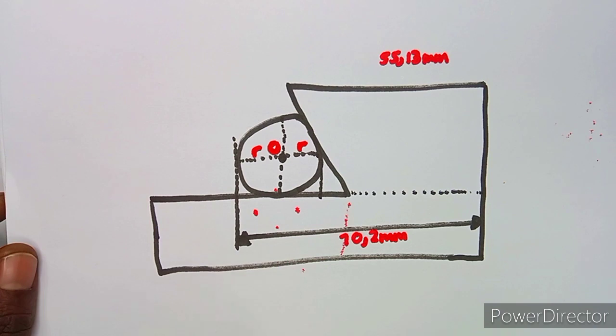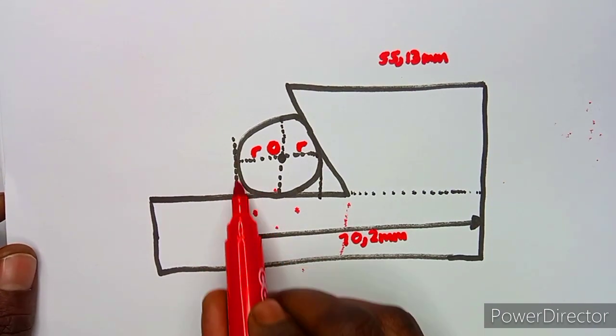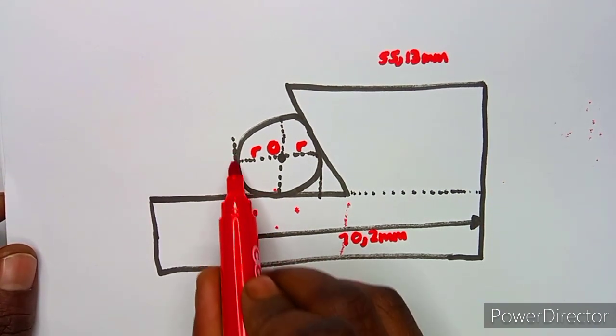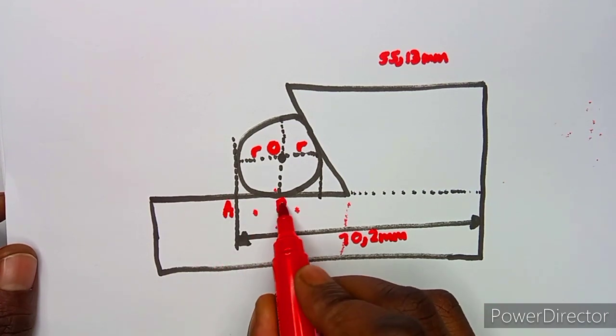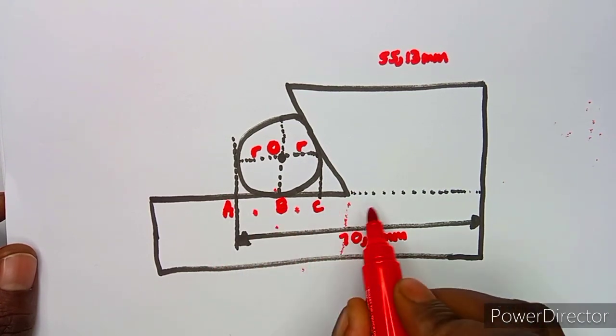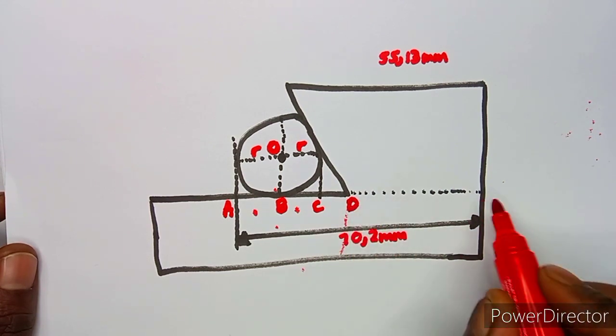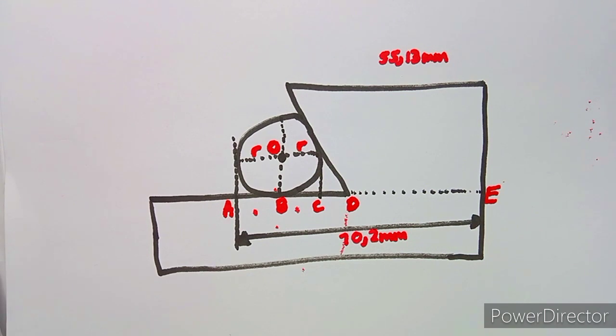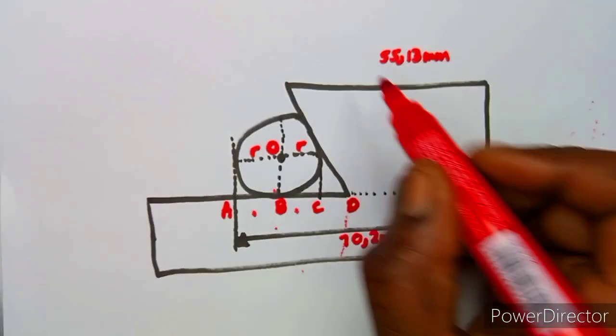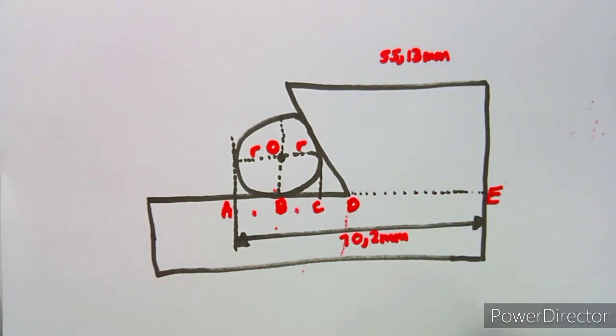All right, so what is going to happen, this point corresponds to the end of the circle. So let's just name this point A, this point B, this point C, this point D, and the last point E. Okay, so you name these points according to the way that is good for you. And I'm going to name another one here.